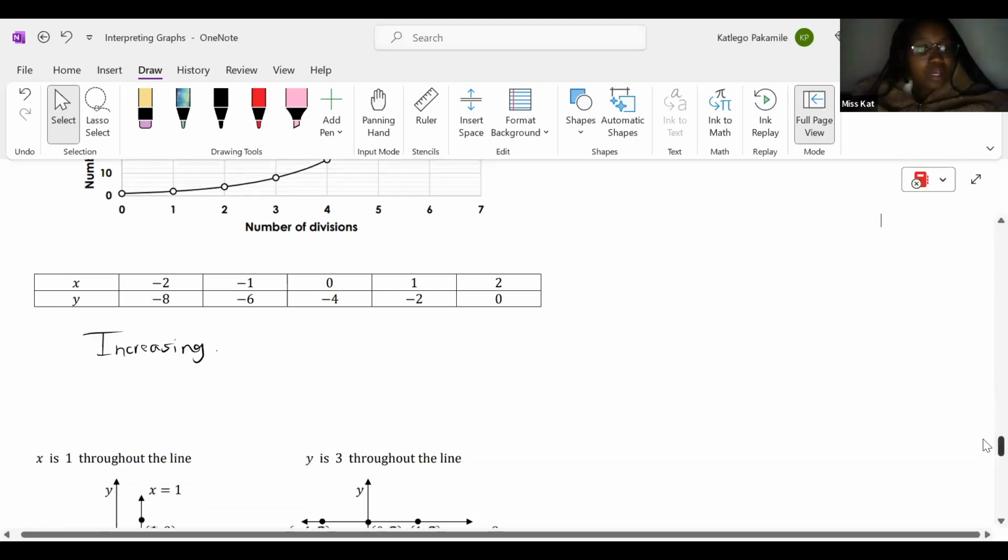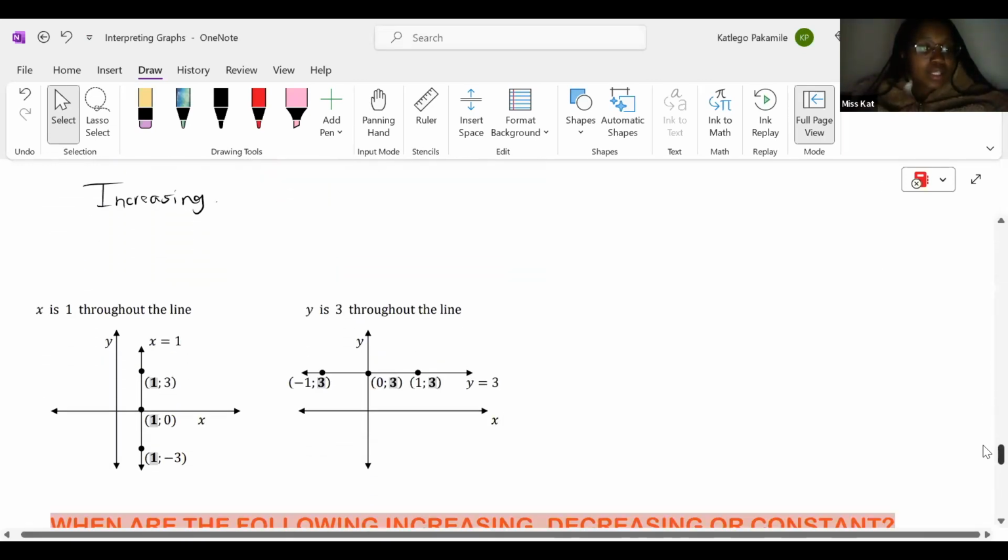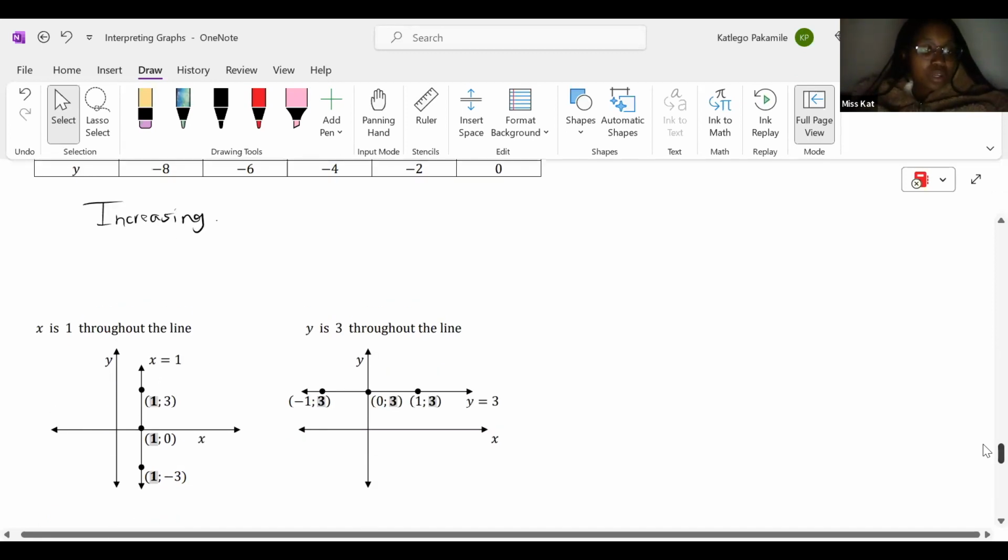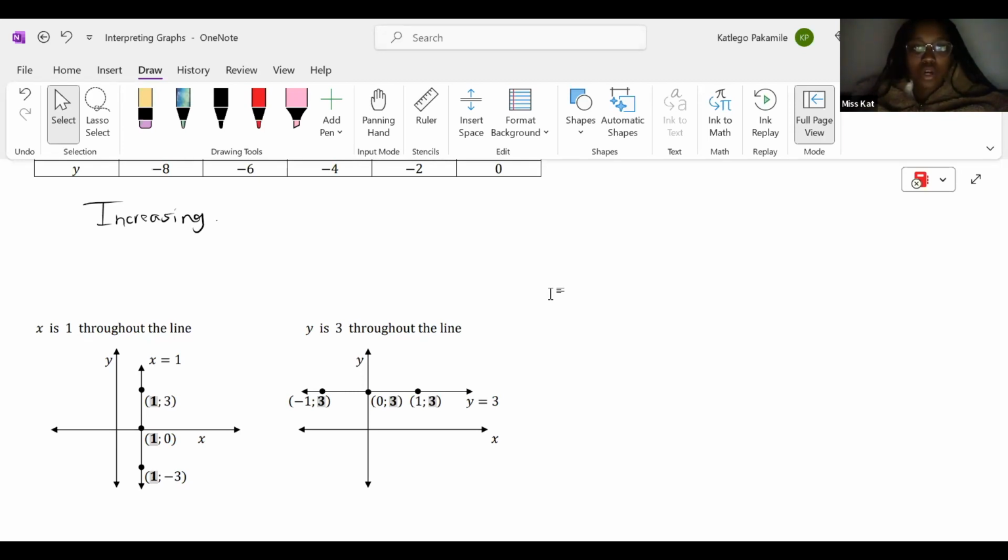Okay, now let's look at these two graphs. Would you say these are increasing, decreasing, or constant graphs? Both of them. These are two separate graphs. Increasing, decreasing, or constant? Someone said the integers were increasing. That was a good answer. I just saw it now.